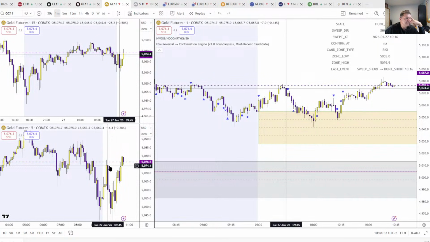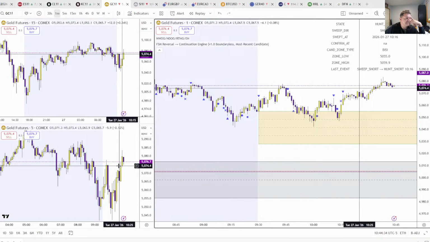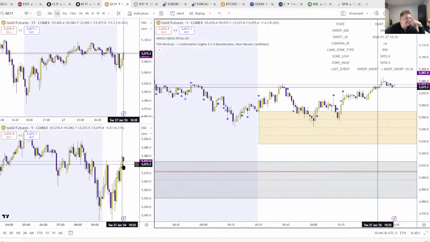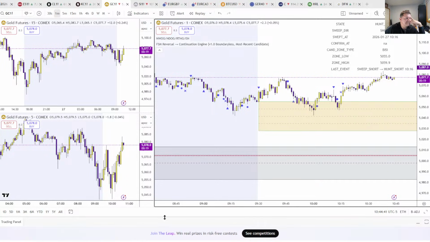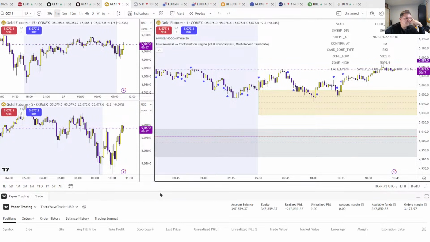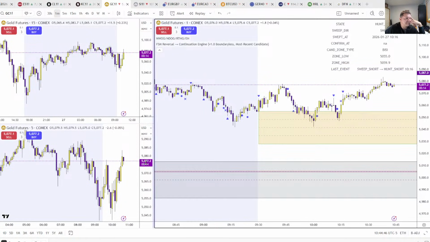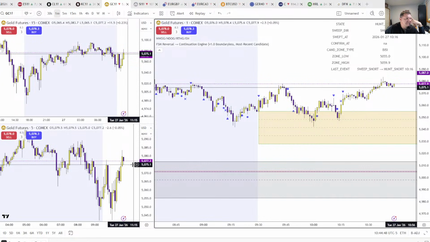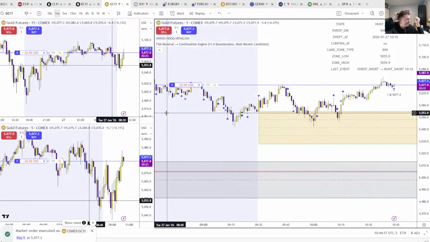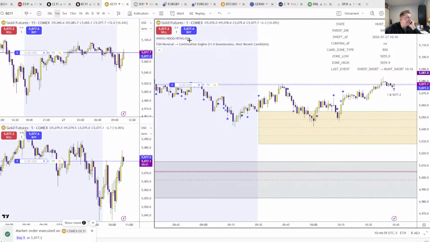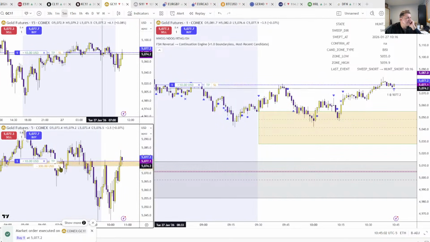That's a nice little entry long there on a 5 minute. I do like that entry long on a 5 minute. That's a nice little buy long. I'm going to go one on that one. And then stop loss will go right there.